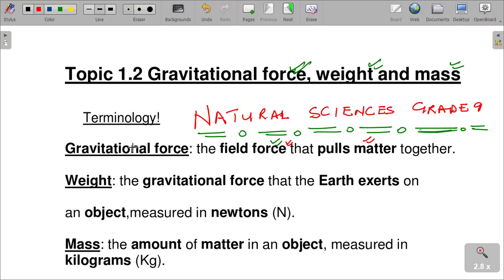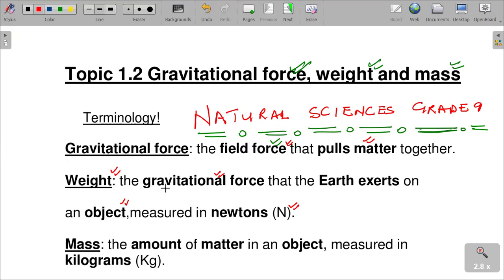And then weight: the gravitational force that the earth exerts on an object, measured in newtons. We always use the abbreviation N to represent newtons. So it is the gravitational force that the earth exerts on an object that is measured in newtons. That is weight.